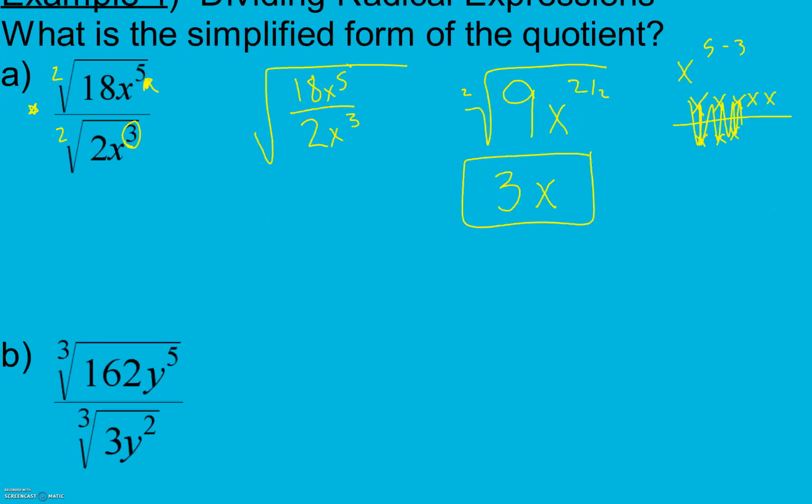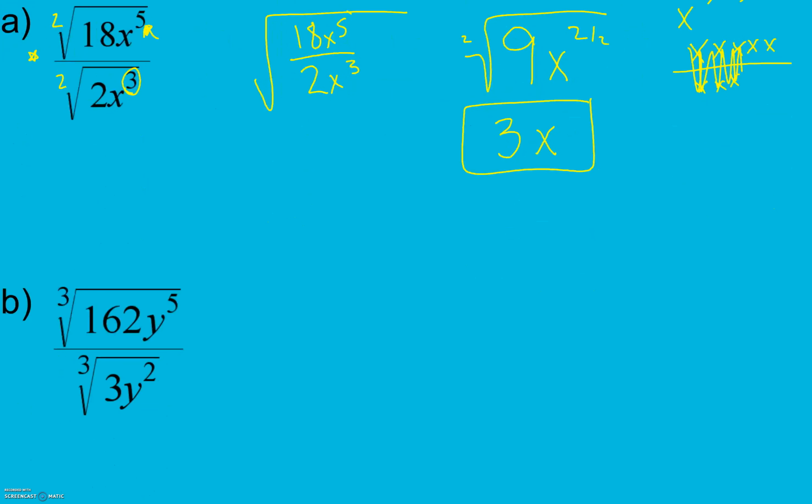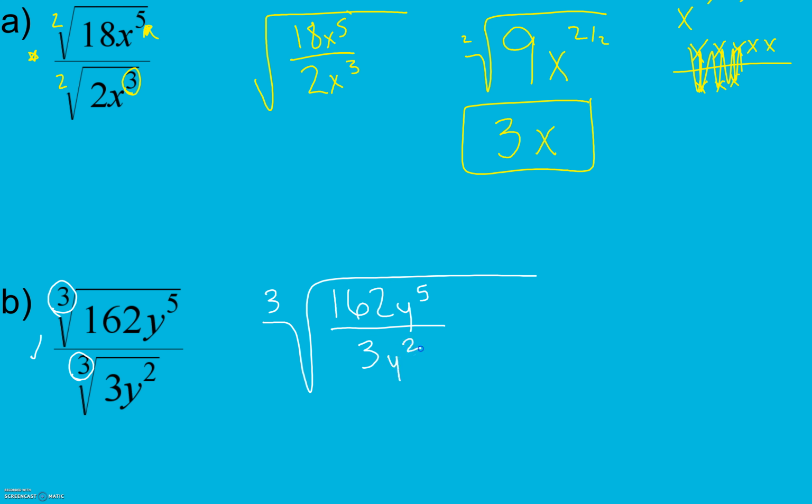In B, same idea, it's just a different index, but they're the same. So same index, we can check that off. I can write it as 162y to the 5th power divided by 3y squared. I write it as one radical because now that I have it as one radical, I can reduce. When I take 162 and divide by 3, I get 54. So it's 54, and again I'm going to subtract my exponents here, y cubed inside my radical.